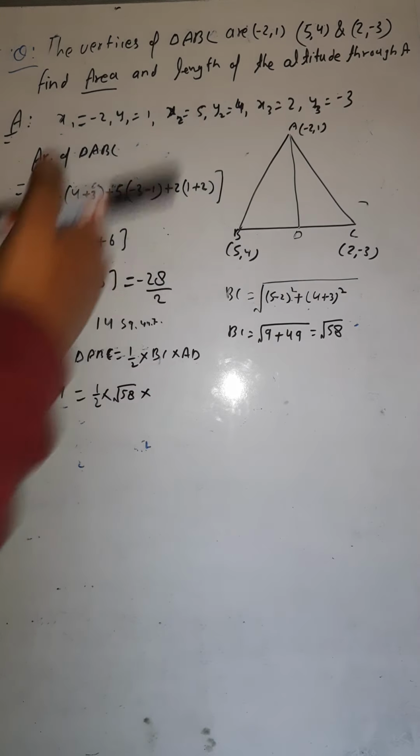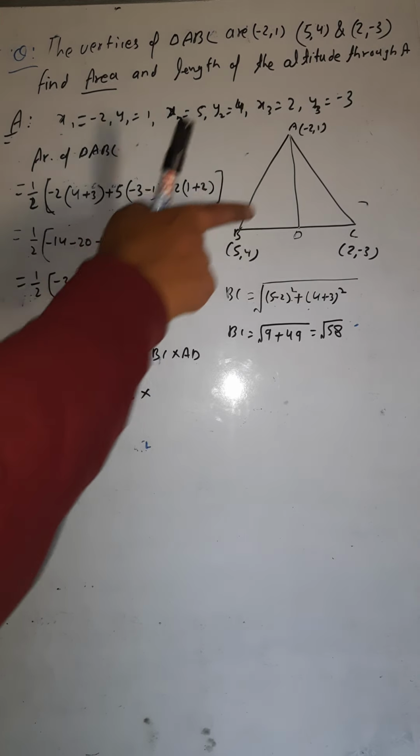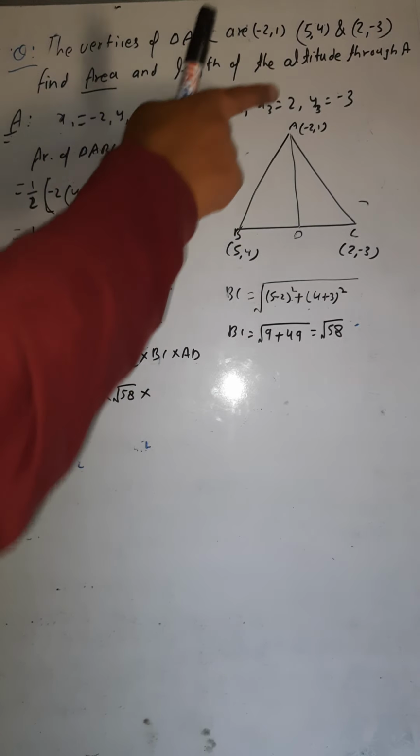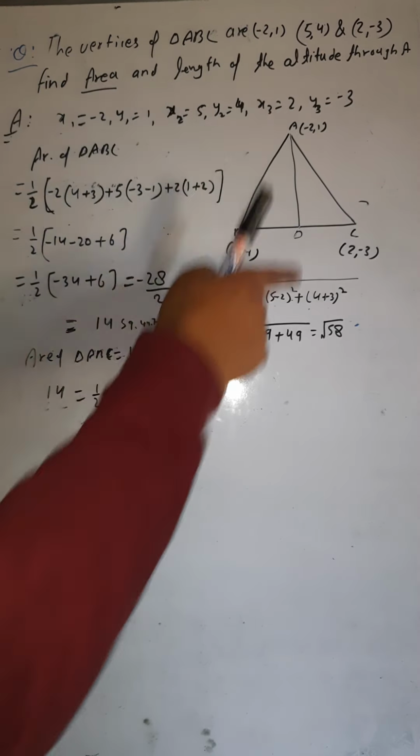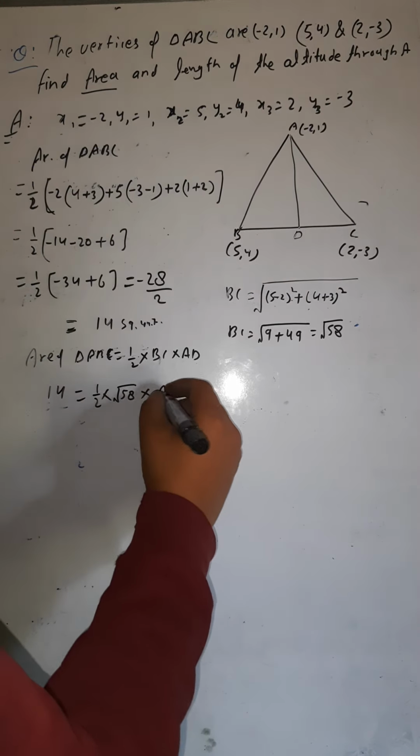AD is the altitude that you have to find, the altitude through A. So this is the altitude through A. Altitude can be from B also, can be from C also, but you have to find out the altitude through A. So AD you have to find out from here.